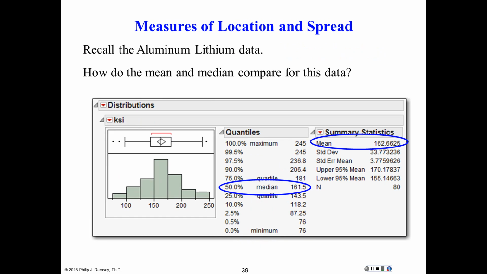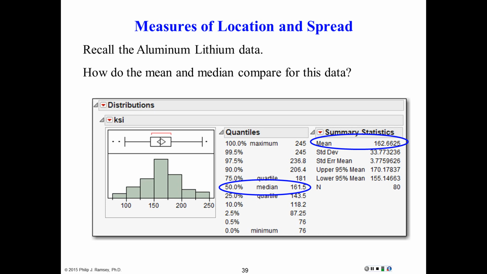Okay. Now let's look at the aluminum lithium data, where the distribution is symmetric and mound shaped. On average we're at 162.66 KSI, but notice the median is almost exactly the same. Why? Because both tails are approximately the same shape. In other words, they're symmetrically distributed about the mean. So the 50th percentile, the median, and the mean should be very close, and they are.